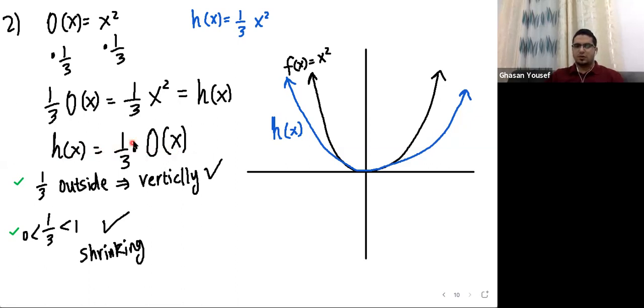Now, to graph the function h of x equals 1/3 times f of x, where the original function is x squared, the parabola, you have to ask yourself two questions. The first one: is the 1/3 outside the function or inside the function? I mean, is it inside the parentheses or outside the parentheses? As I see here, 1/3 is outside the parentheses of the function f of x. So if it's outside, it means vertical.